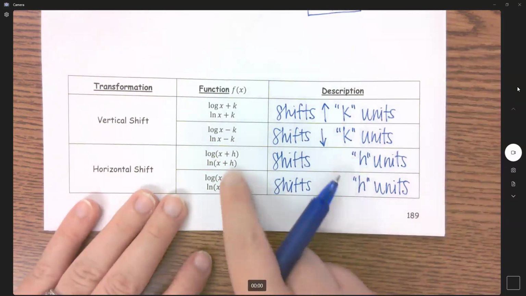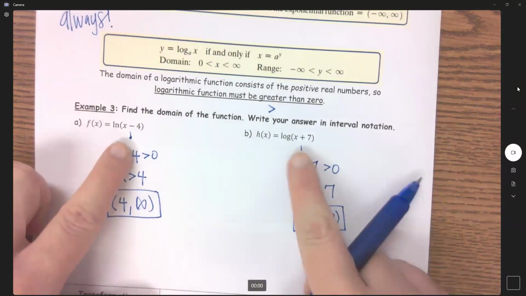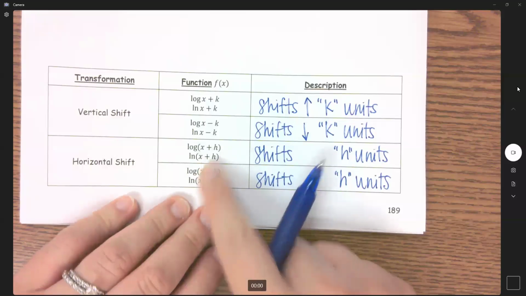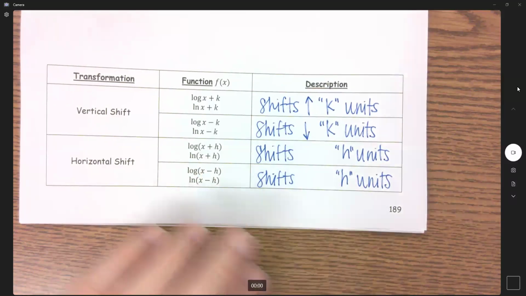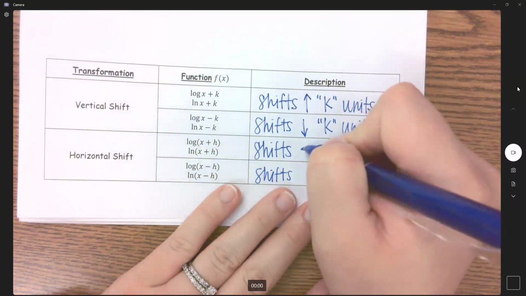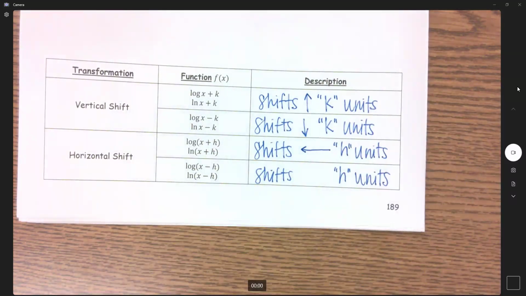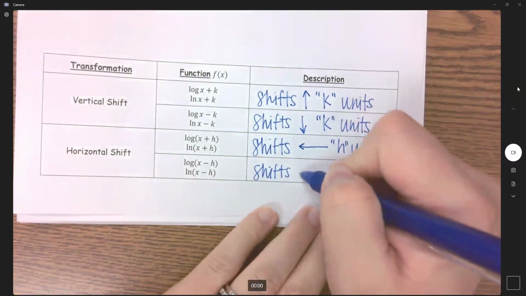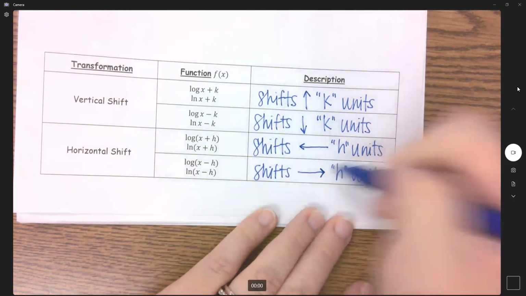Horizontal shifts happen within that log, like these right here. So when I have an h inside my log and I'm adding it, we think of pluses to the right, but inside it's opposite, so this one's going to go to the left. And when I subtract h, we think of it as going to the left towards the negative numbers, but this one goes to the right.